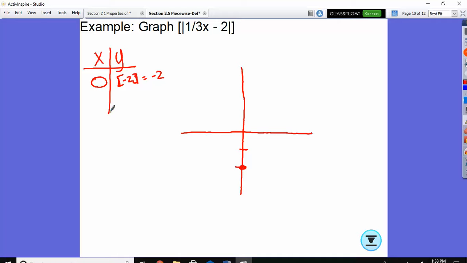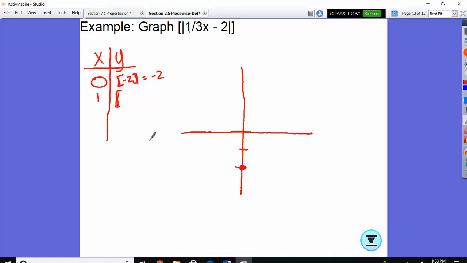What do you want to plug in next? 1. Okay. So if I put in a 1, you can use your calculator for this part if you want. 1/3 times 1 minus 2.